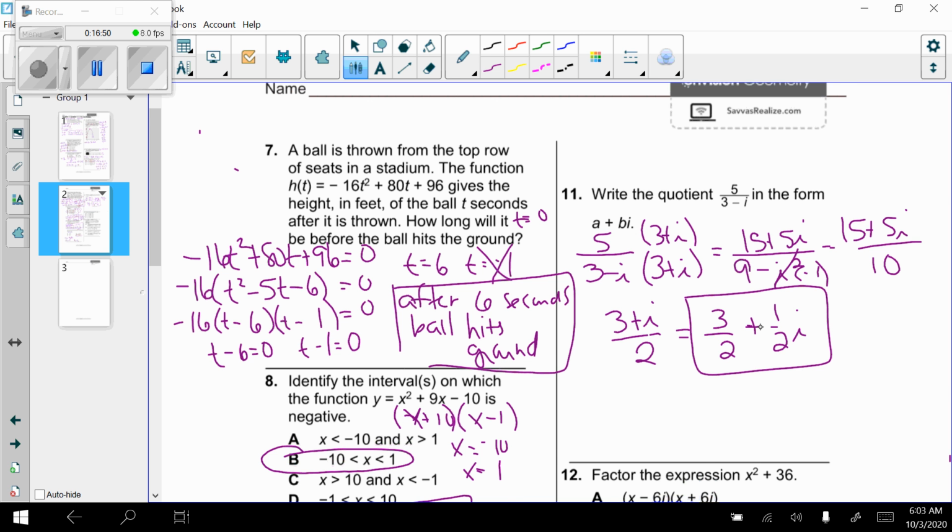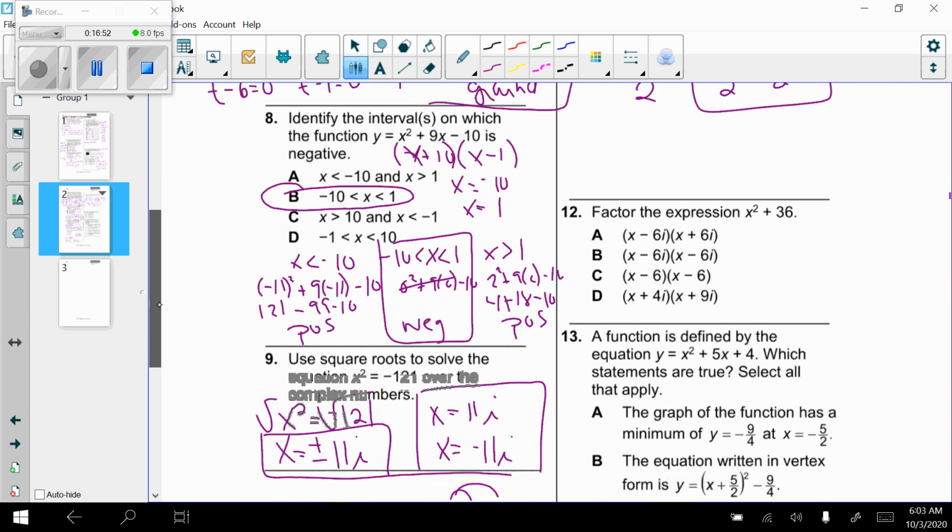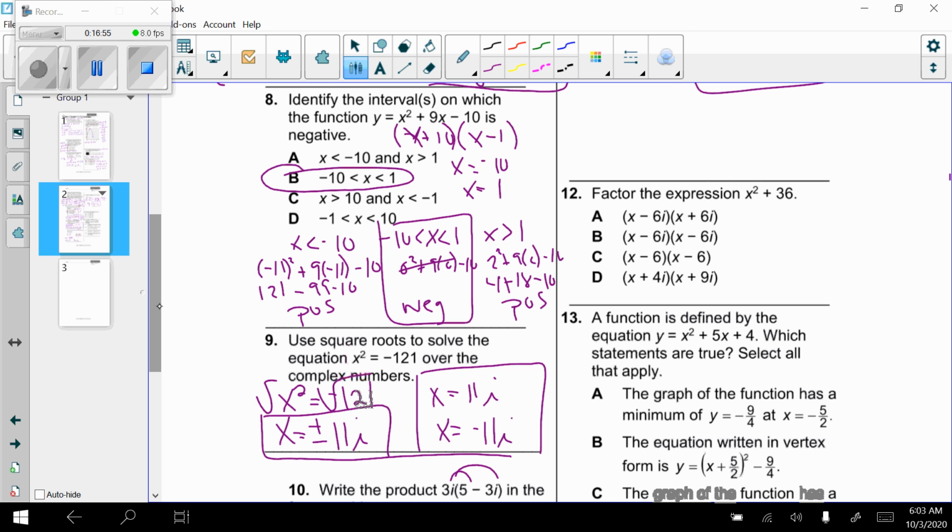Right. Factor the expression x squared plus 36. It is a sum of squares, so I know it's going to factor into 2 sets of parentheses. x and x, take the square root of both of them, and I know one's plus and one's minus, but since it's a sum of squares, this one's going to have an i with it. So the square root of -36 is 6i: x plus 6i, x minus 6i, which is A.